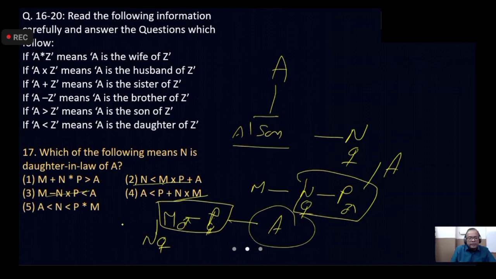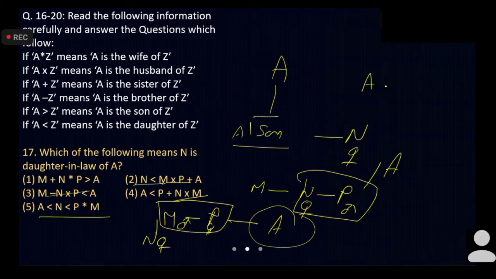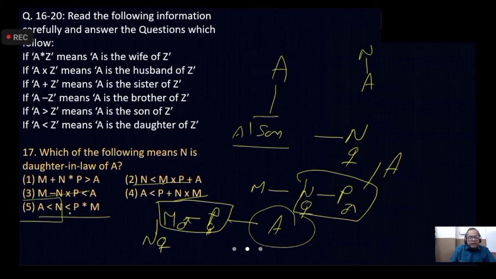Now what else is left over? Choice number 5. Work on it. A less than N. Less than means what? A is daughter of N. Here, first its relation itself, we can deduce that it is not possible. We want a daughter-in-law, mother-in-law relation between N and A, so that is not there. So the answer is choice number 1. Okay?